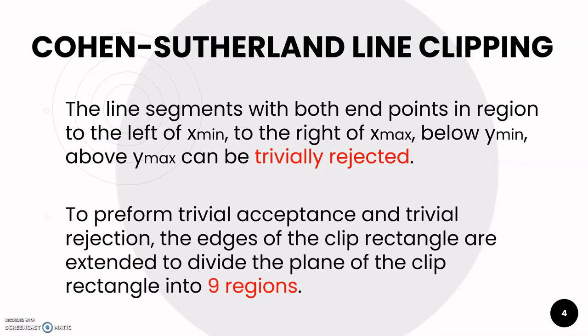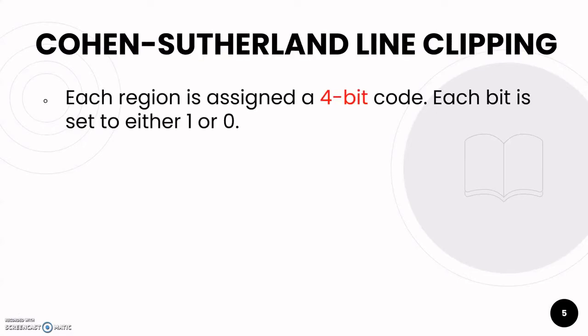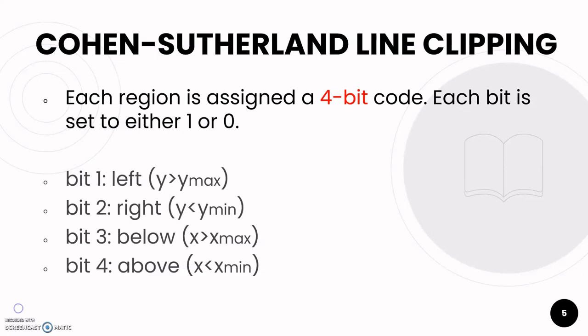To perform trivial acceptance and trivial rejection, the edges of the clip rectangle are extended to divide the plane of the clip rectangle into 9 regions. Here each region is assigned a 4-bit code. Each bit is set either to 1 or 0. So let's see how region codes are set.